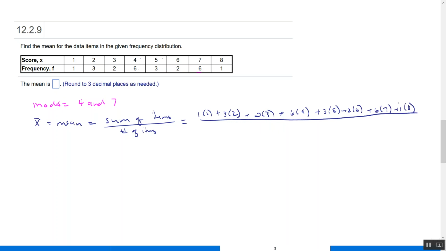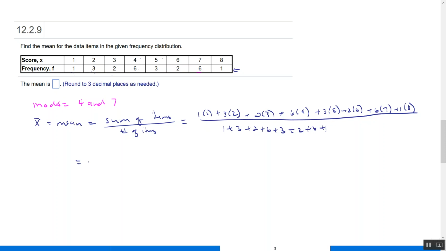I have to add all those up. And then how many data items are there? Don't forget that, there's not just 8 of them. I've got to count them with all the frequencies, because there's 1 1, a couple 2s, some 3s, some 4s. They're not just one of each. So I've got to add them all up. So 1 plus 3 plus 2 plus 6 plus 3 plus 2 plus 6 plus 1. I'm adding up all the frequencies, and that's going to give me my total number of items.